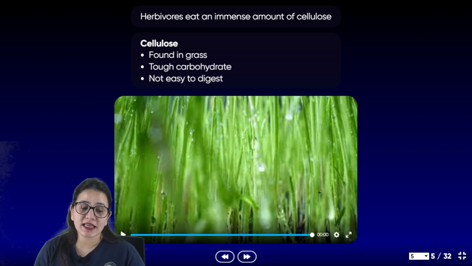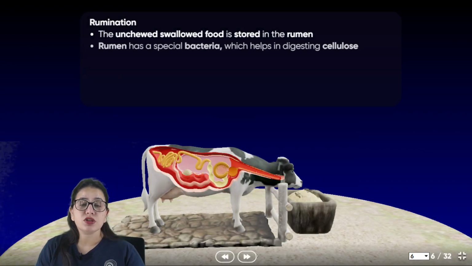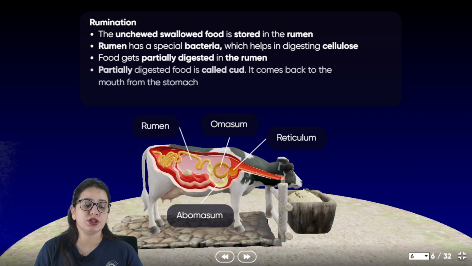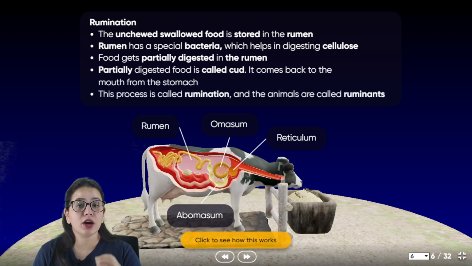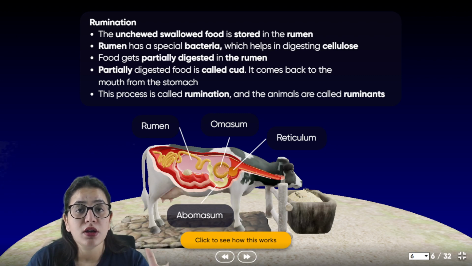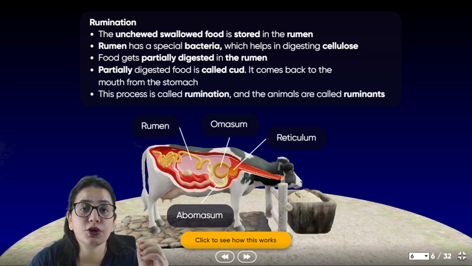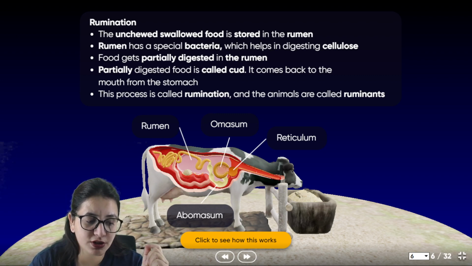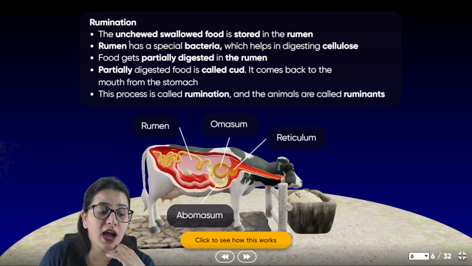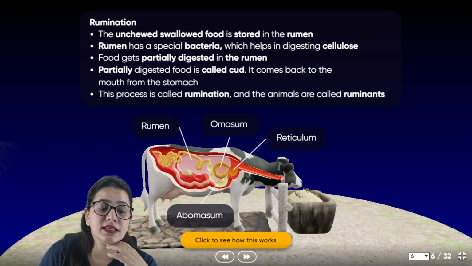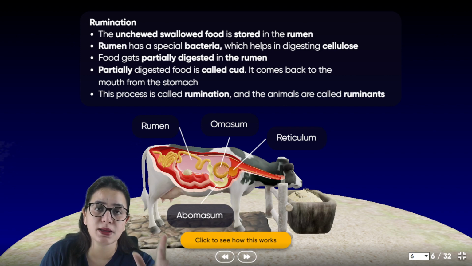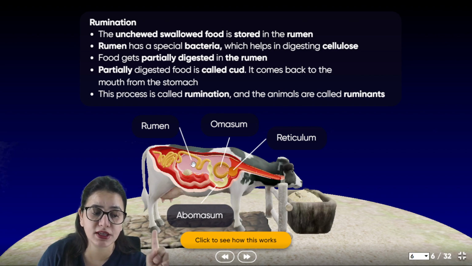Okay, so let's see in detail exactly how this is facilitated. The very first thing is rumination. This is a very important term and you're going to hear it a lot. There might be a question about rumination. So what is rumination, children? The unchewed swallowed food is stored in the rumen. Rumen is a part of the digestive system of cattle.